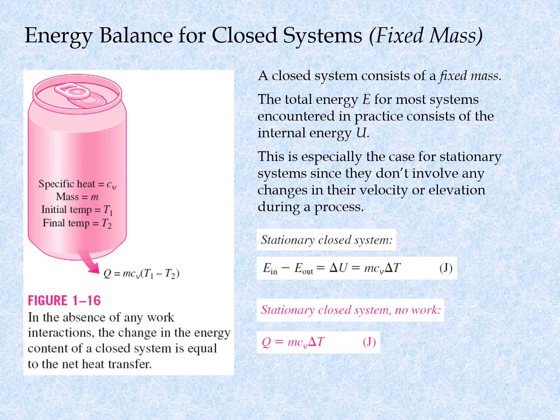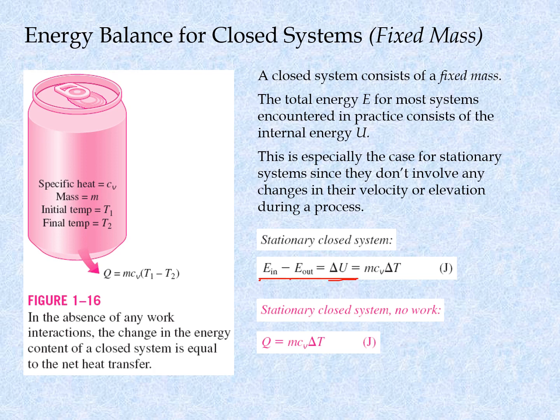The total energy for most systems contained in practice consists of the internal energy. This is especially the case for stationary systems, since they don't involve any change in their velocity or elevation during the process. So there is no mass in and mass out, so there will be no energy coming due to the mass, only from the heat. As you can see, for a stationary closed system, the energy balance equation is something like this: energy in minus energy out is equivalent to the change in internal energy.